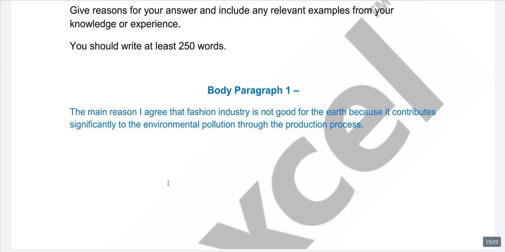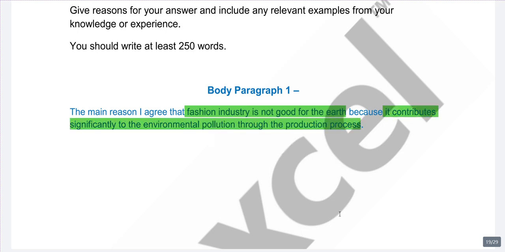Now, the first opening line or the first sentence of body paragraph 1 is usually called the topic sentence, in which we introduce the examiner to our idea and we tell the examiner what our body paragraph is going to be about. So this is how it will look. The main reason I agree that fashion industry is not good for the earth is because it contributes significantly to the environmental pollution through the production process. So this is obviously the main gist of the question, fashion industry is not good for the earth. Why? Because it is contributing to the environmental pollution because of its production process.